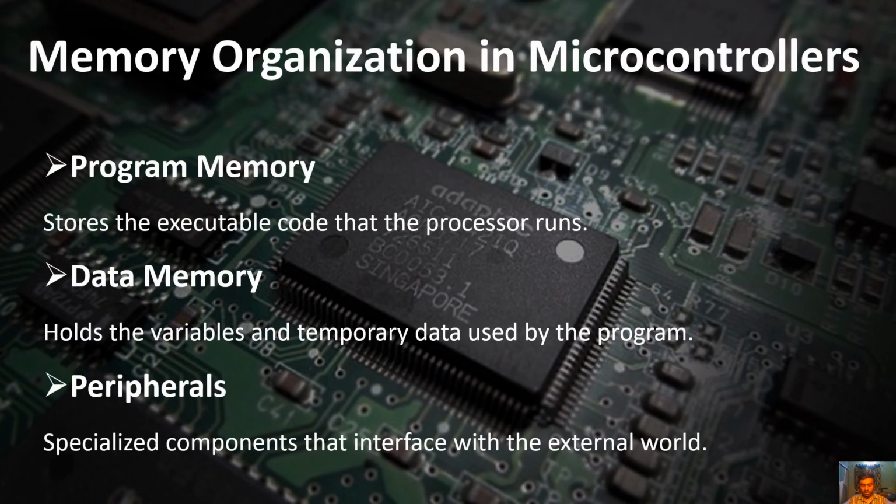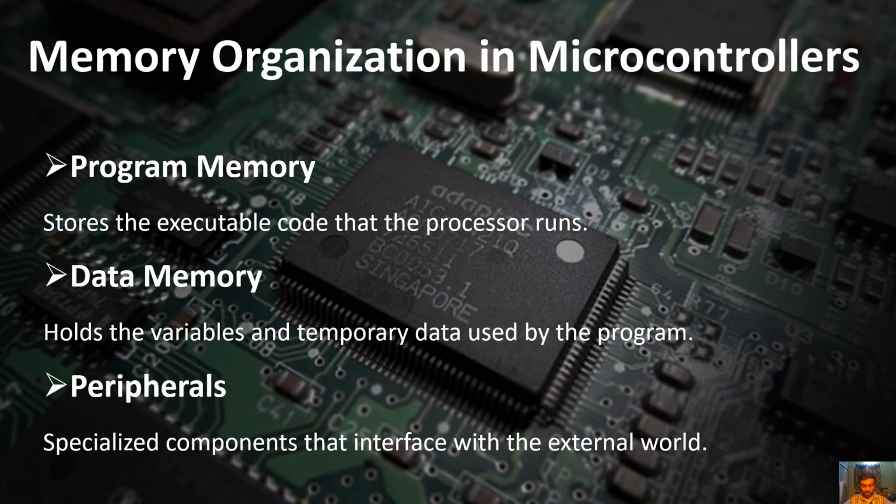Memory organization in microcontroller. Program memory. Program memory in a microcontroller is non-volatile storage that holds the firmware and application code. Key points include types, functions, characteristics, programming methods, security features. Microcontrollers like AVR, ARM, and PIC use flash memory to store their programs. Program memory stores the executable code that the processor runs.